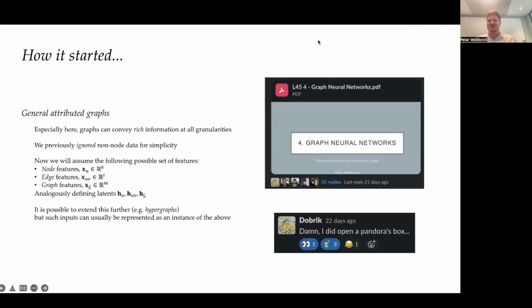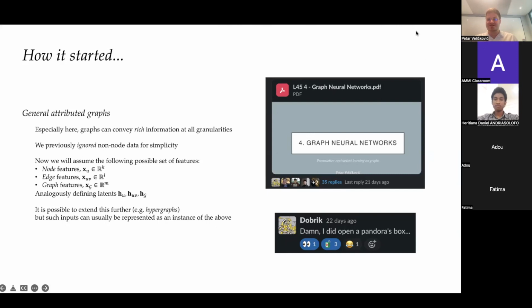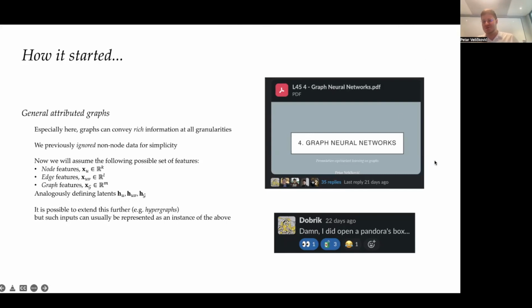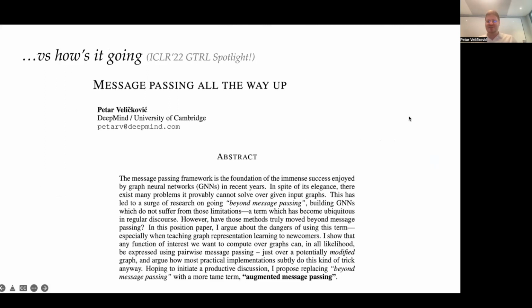And this whole story started when I was giving my course on graph neural networks at Cambridge. I made a slide that I also presented to you today on how graph networks can represent hypergraphs and these kinds of things. And this caused a very lively debate with my teaching assistants, which eventually spiraled into a bit of a long-standing argument. The TA who originally reported this issue notedly said that he did open a Pandora's box. And all of that discussion eventually led to me writing this position paper on message passing all the way up, where I make a very clear argument for why you should be able to represent everything using message passing neural networks.